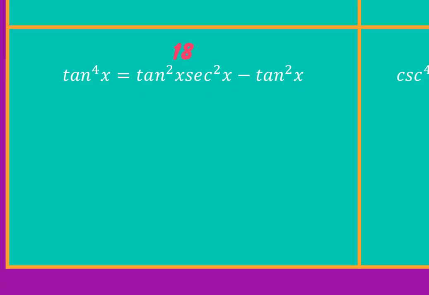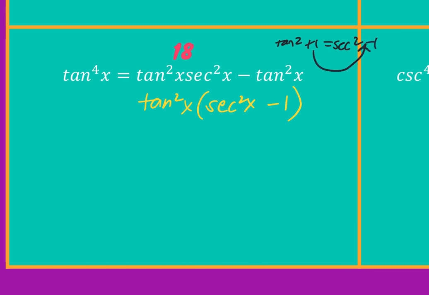So this one, look at the right side. You should see that there's a tangent on both of those, right? So this goes back to the factoring one. You can take out a tan squared x here, and I'd get secant squared x minus 1. And then that's one of your identities, right? Tan squared plus 1 equals secant squared, which means if I bring the 1 over here, this is just tan squared again. And that's tan to the 4th.